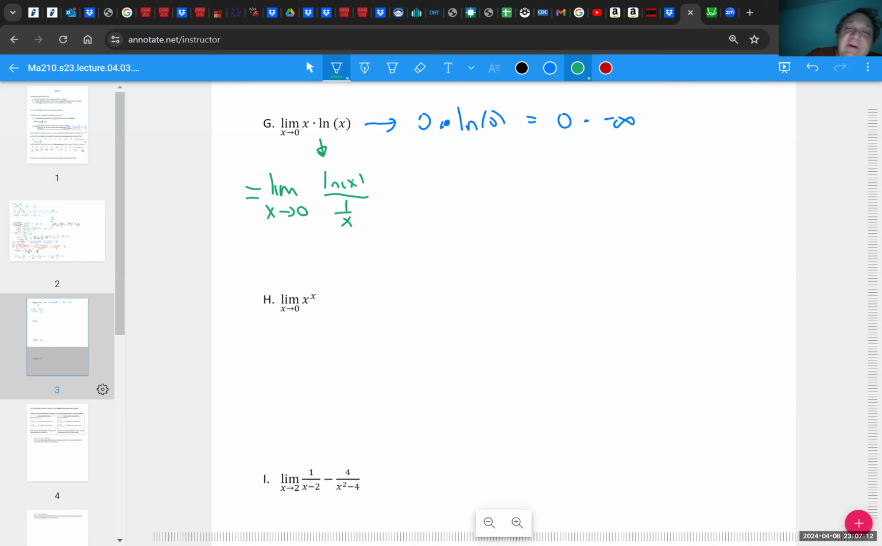Now when we plug in 0, well, we still get ln 0 on the top. And now we have 1 over 0 on the bottom. So the top becomes negative infinity, and the bottom becomes some version of infinity, plus or minus infinity. So that means we can now use L'Hopital's rule. Infinity over infinity is one of the versions that we can use L'Hopital's rule. All right, so we're going to use L'Hopital's rule.